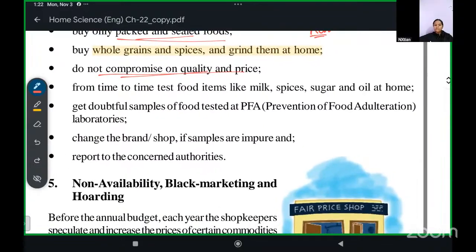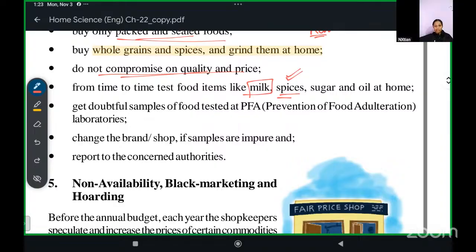From time to time, test food items like milk, spices, sugar, and oil at home. Test your food items. You can test your milk, spices. I was just seeing a video on YouTube showing how you can test all your spices at home. You can check that out. Sugar, how to check sugar and oil at home. Get doubtful samples of food tested at PFA laboratories.